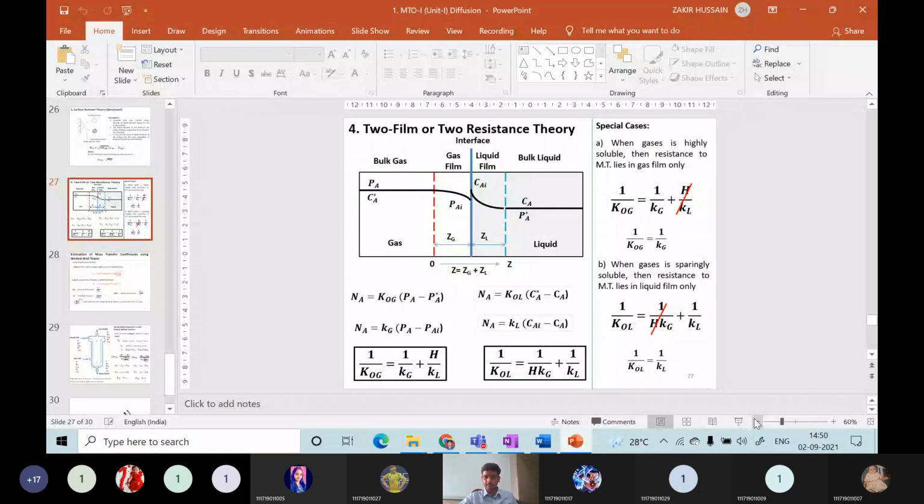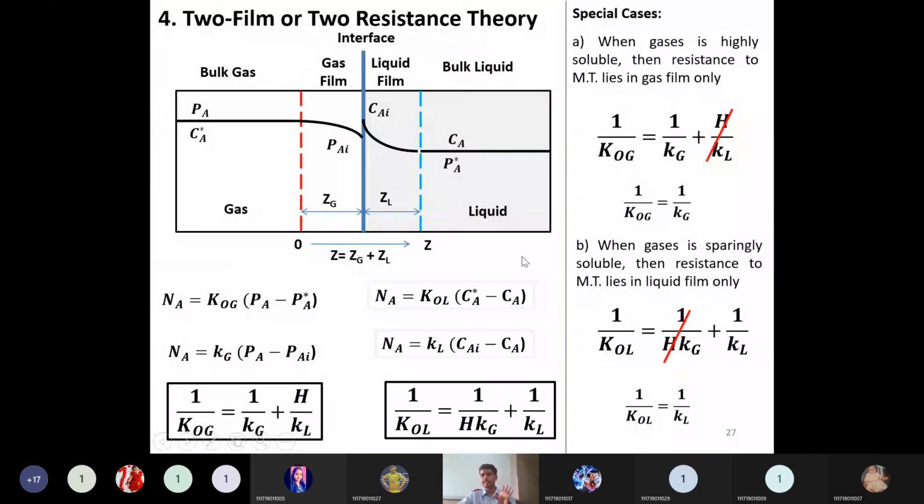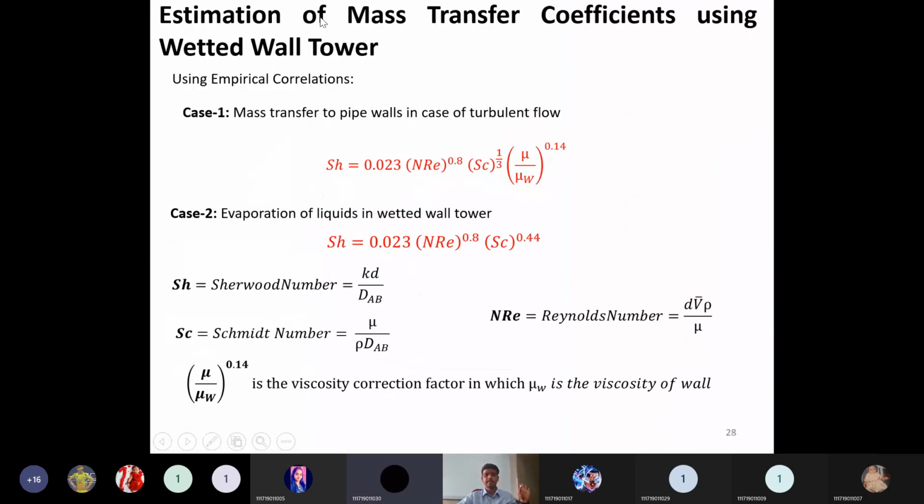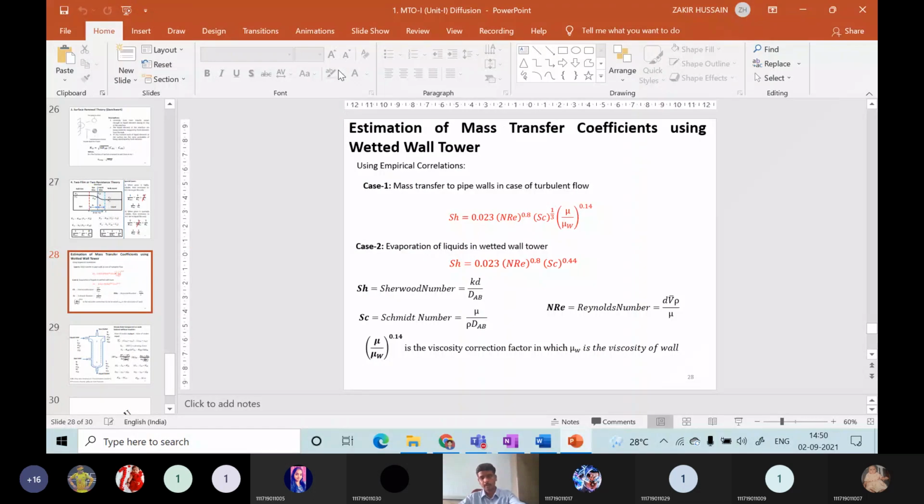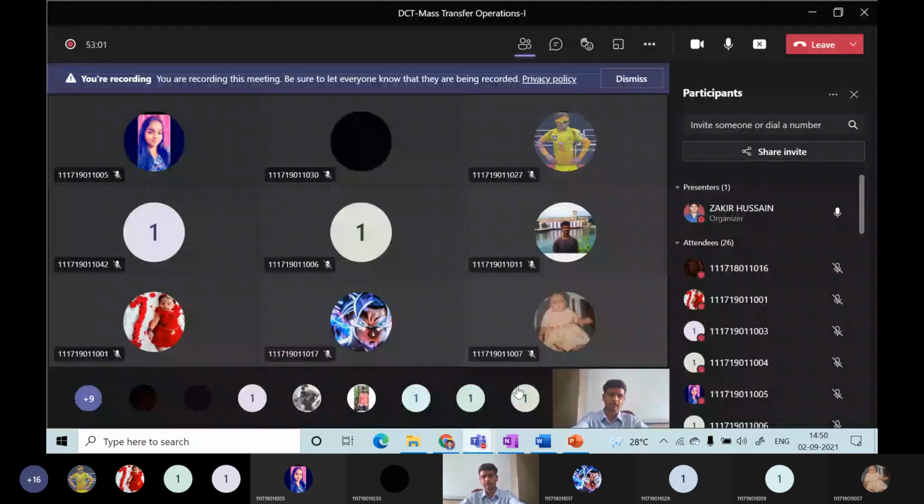Everything is given in the slides. Just go through the slides; whatever the major equations are, I have kept them here. In the next class, we are going to see the mass transfer coefficient estimation using the wetted wall tower.